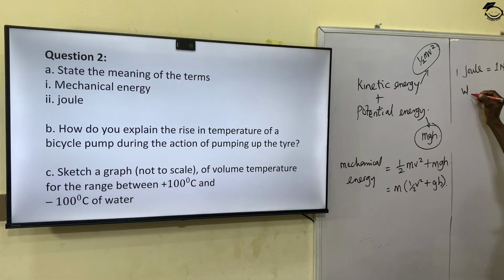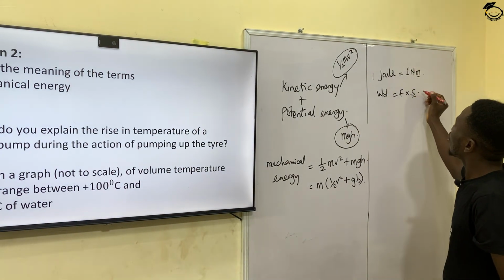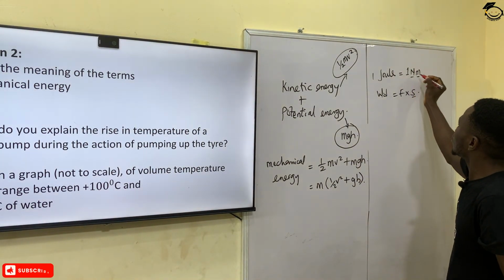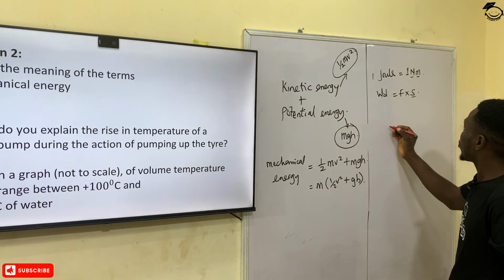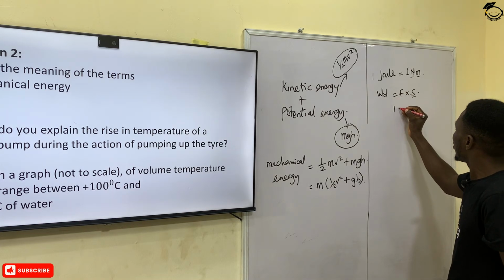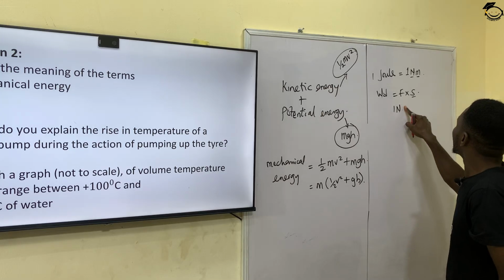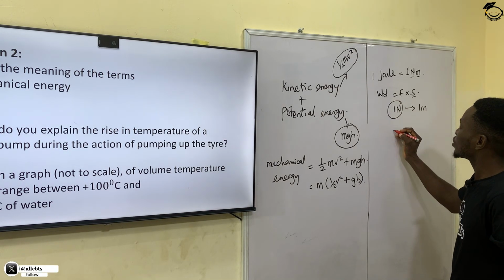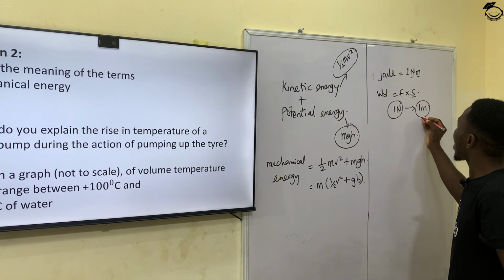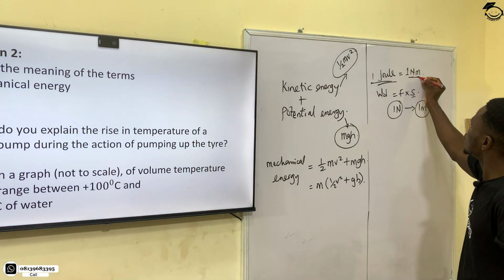Because we know that work done is equal to force times distance. While the distance is measured in meters, your force here is measured in Newtons. So if you say 1 joule, you are simply saying that 1 Newton force moves 1 meter. So if your 1 Newton force does work over 1 meter, it means your work done will be 1 joule, or 1 Newton meter.